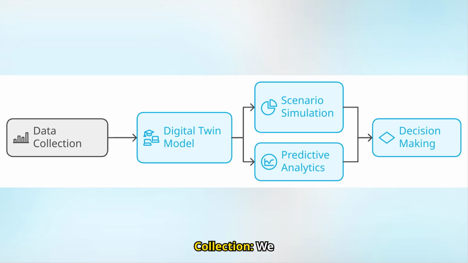Data collection. We see a diagram of how sensors collect data on temperature, pressure, and performance, creating a detailed virtual model. An example is a manufacturing plant using digital twins to anticipate problems on its production lines and adjust parameters before failures arise. Scenario simulation.